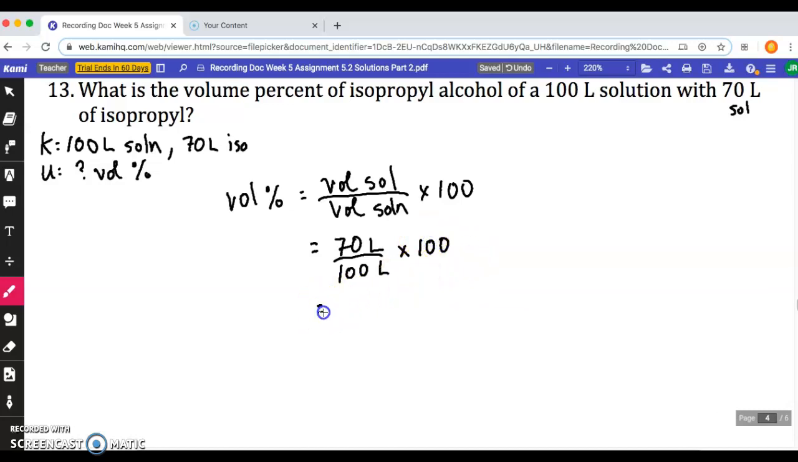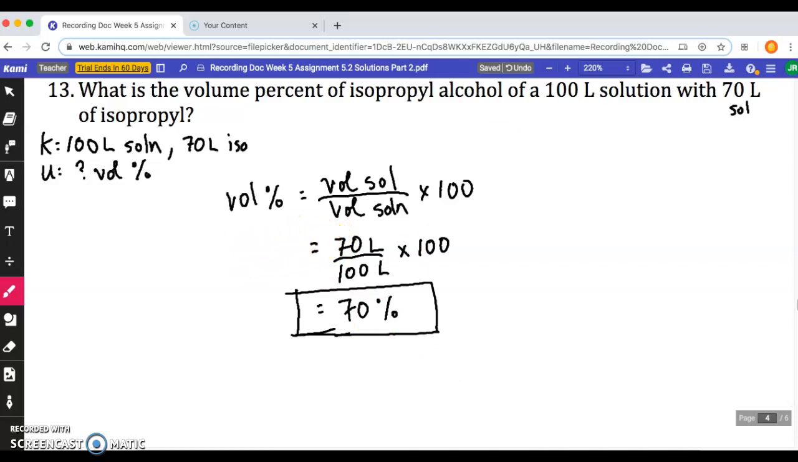Plug that into your calculator. 70 liters divided by 100 times 100 will be 70%. And that is your answer for number 13. That is the volume percent of isopropyl alcohol in this problem. Okay.